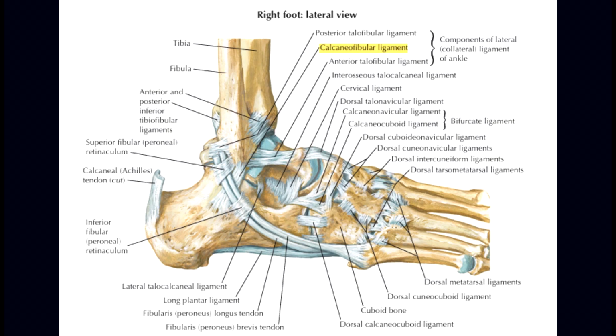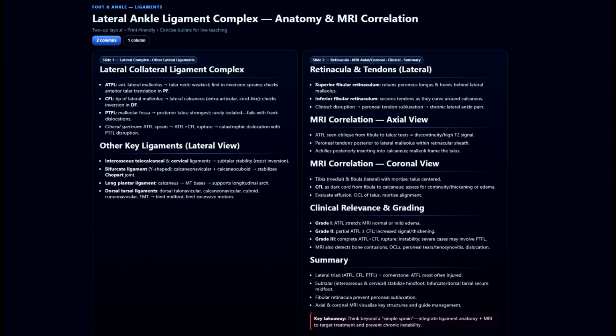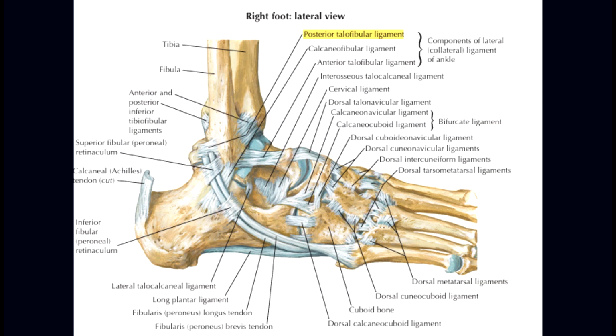The calcaneofibular ligament, or CFL, running from the tip of the lateral malleolus down to the lateral wall of the calcaneus. It is extra-articular and cord-like, resisting inversion when the ankle is dorsiflexed. The posterior talofibular ligament, or PTFL, extending from the malleolar fossa of the fibula to the posterior process of the talus. It is the strongest and is rarely injured in isolation, but can fail during frank ankle dislocations.